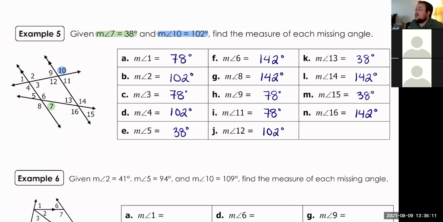Now, like I mentioned, don't get distracted when you have multiple transversals. When you're trying to find angle measures, first identify the parallel lines, because those parallel lines most of the time will not behave as your transversals through that process.